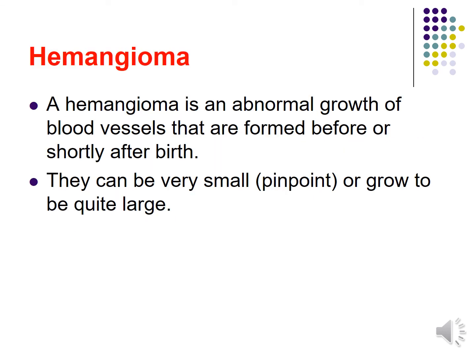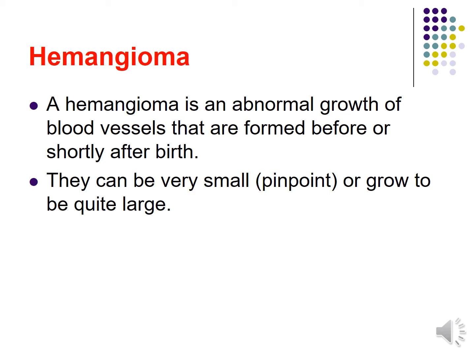What is hemangioma? Hemangioma is an abnormal growth of blood vessels that are formed before or shortly after birth. These vascular malformations or hemangiomas may arise from the capillary, vein or arteries. When it arises from the capillary, it is called capillary hemangioma. When it arises from the vein, it is called cavernous hemangioma. When it arises from the artery, it is called plexiform or cirsoid hemangioma.